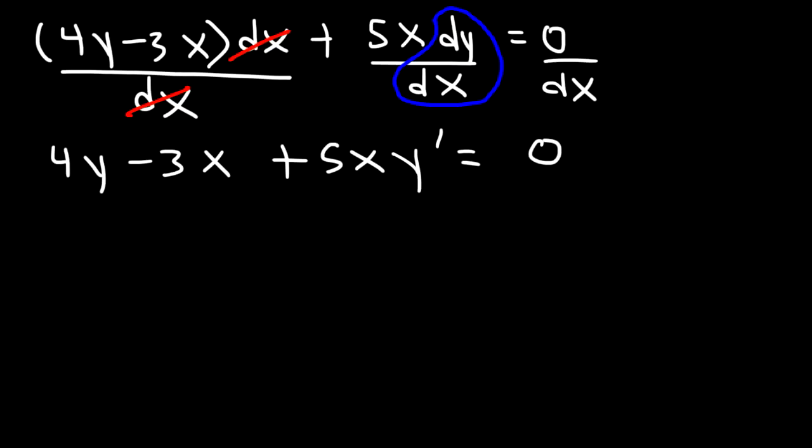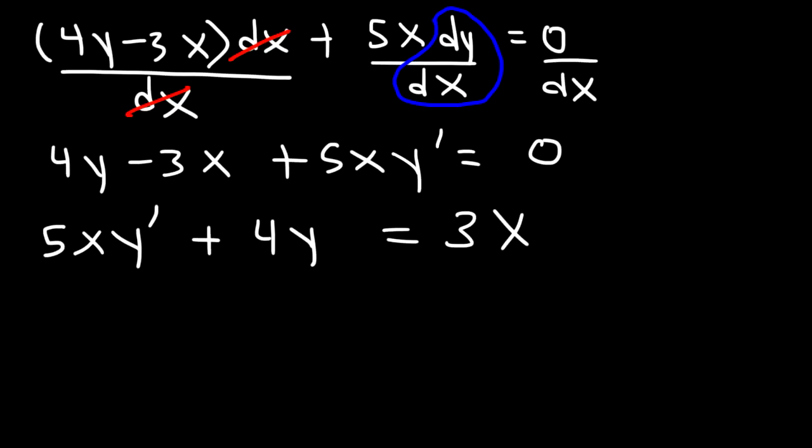Now, to put it in standard form, we need q of x to be on this side. So therefore, I'm going to move the negative 3x to that side. And I'm going to write this term first because it has the y prime. So we have 5x y prime plus 4y is equal to 3x. Now this form looks more familiar. However, we need to make this a 1. So we need to divide every term by 5x.